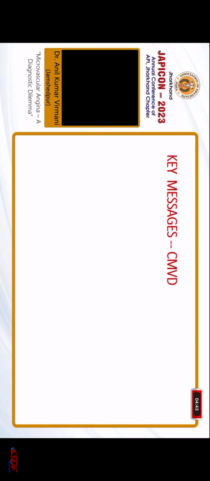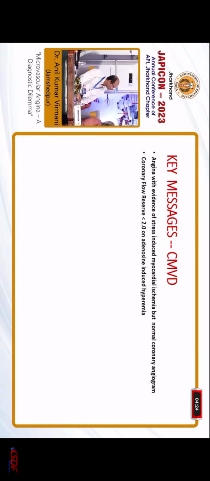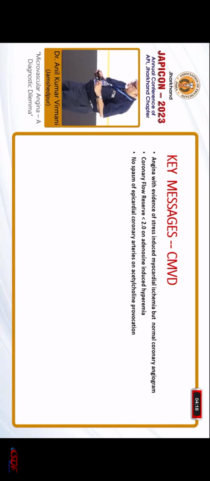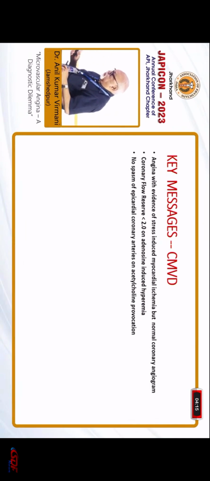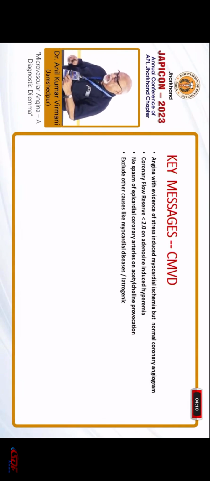So the key message that I want to give you today, friends, is that angina with evidence of stress-induced myocardial ischemia but a normal coronary angiogram is called microvascular angina. Coronary flow reserve less than 2 on adenosine-induced hyperemia, so you are inducing hyperemia with the adenosine. If it is less than 2, it is microvascular dysfunction. There is no spasm; you have to rule out vasospasm on acetylcholine provocation before coming to that diagnosis. Exclude other causes of cardiac disease that I talked about, like cardiomyopathies, amyloidosis, and so on.